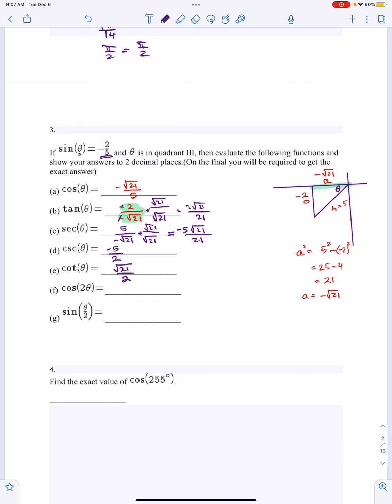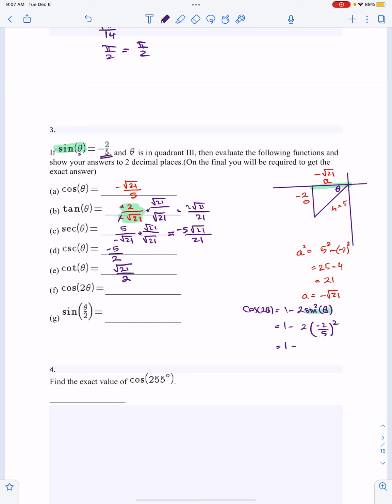Cosine 2 theta, I'm going to use the formula here. I know that cosine 2 theta is equal to 1 minus 2 sine squared theta. And the reason why I use this specific formula is because I have sine theta already here, so it's easier to deal with. So this is going to be 1 minus 2 times negative 2 over 5 all squared.